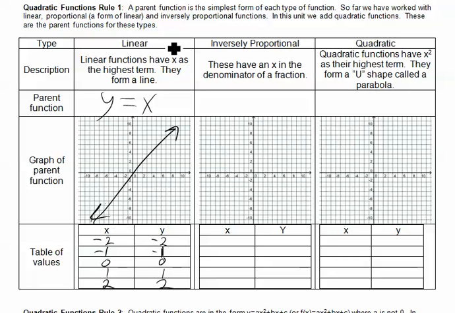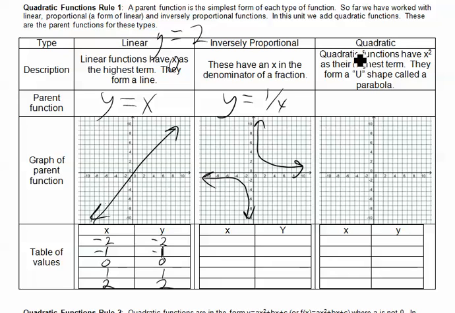Every line, though, this is the parent function, but every line has just an x and a y in it, or in some cases you might have y equals some number, which would also be linear. Inversely proportional, we're not going to really talk about right now, but just to remind you, those are the ones where we have y equals 1 over x, and they basically look like this. Obviously those are not linear.